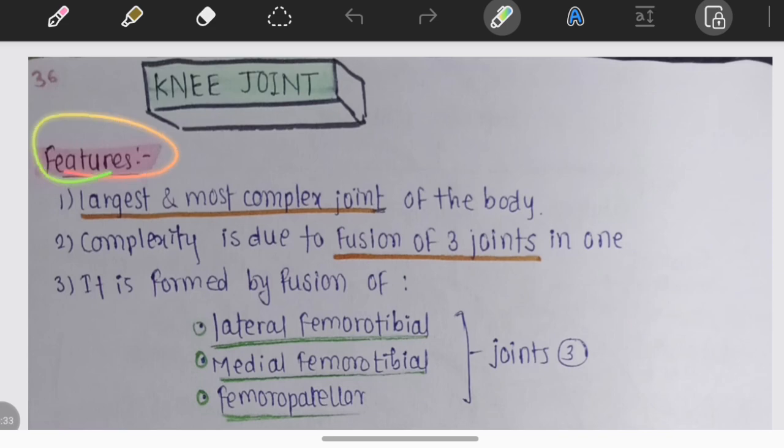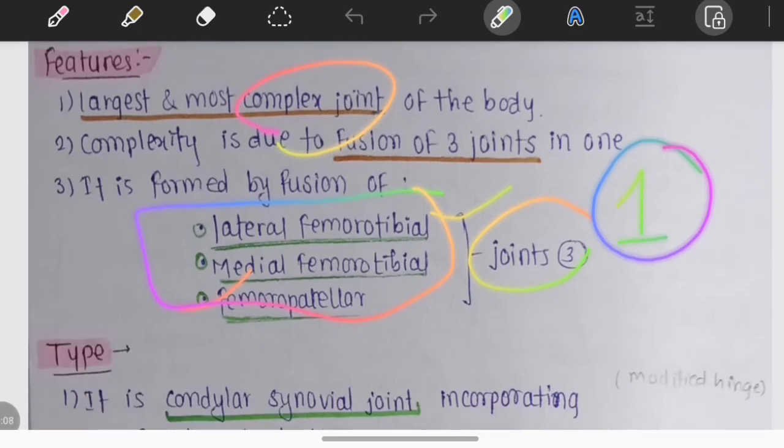First are the features of the knee joint. It is the largest and most complex joint of the body. This complexity is due to fusion of three joints. Why is it the most complex joint? Because it is the fusion of three joints in one. Which three joints? These are the lateral femorotibial, medial femorotibial and femoropatellar joints. These three joints form one joint, hence it is the complex joint.